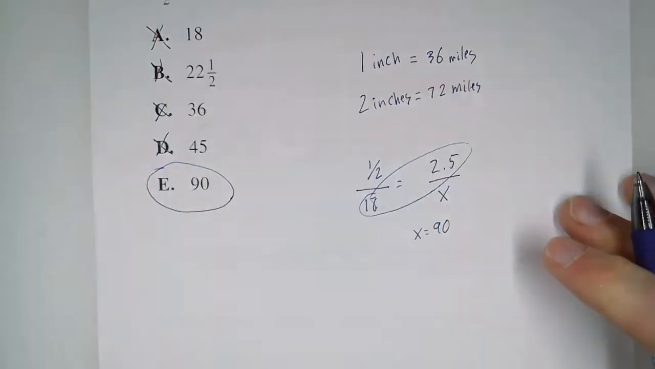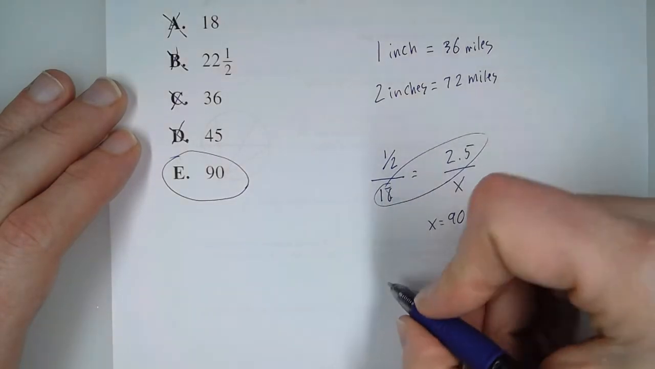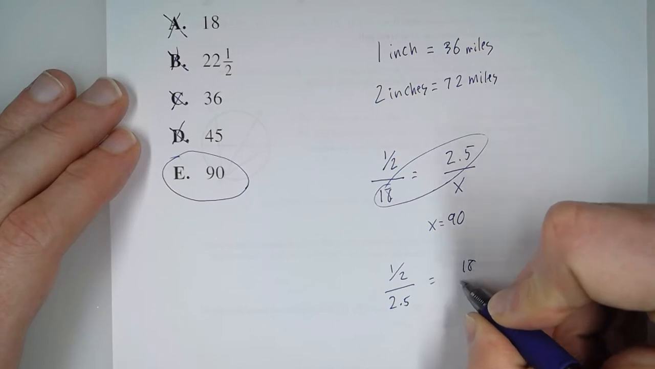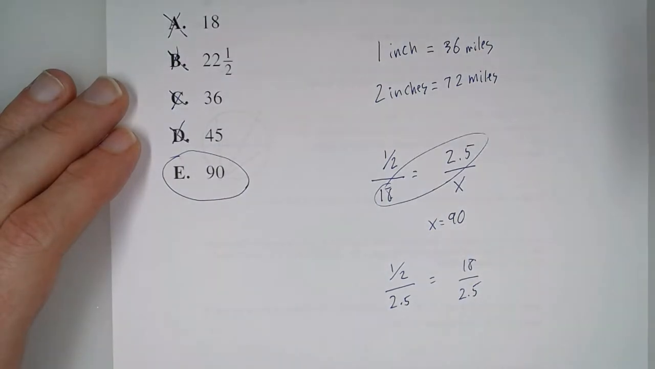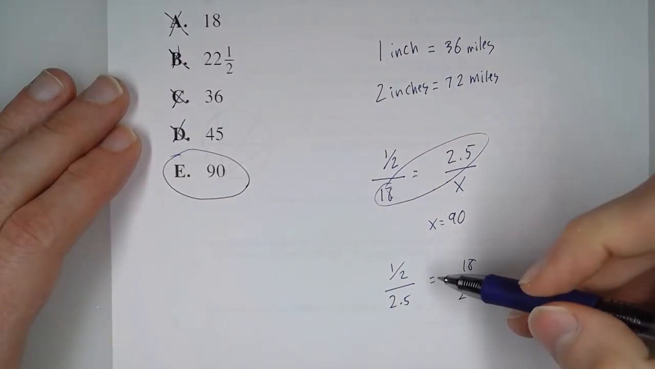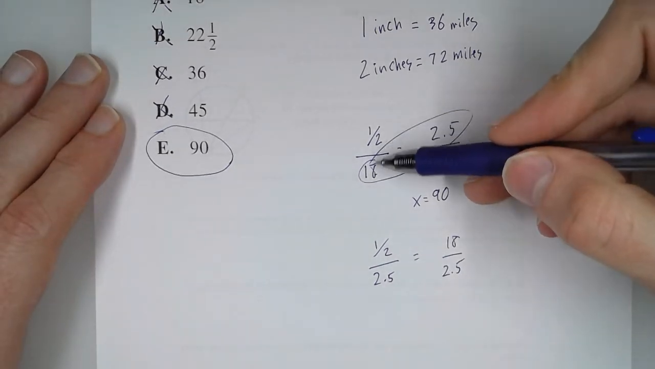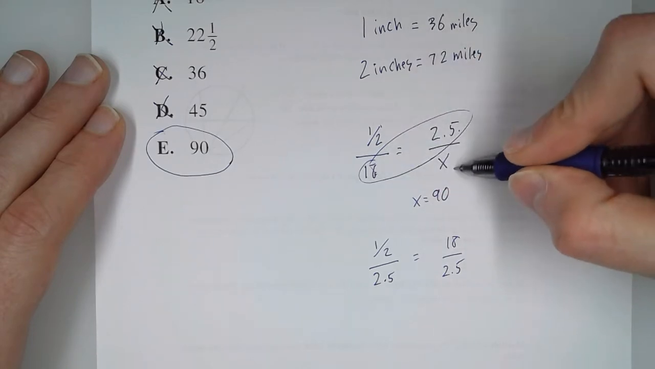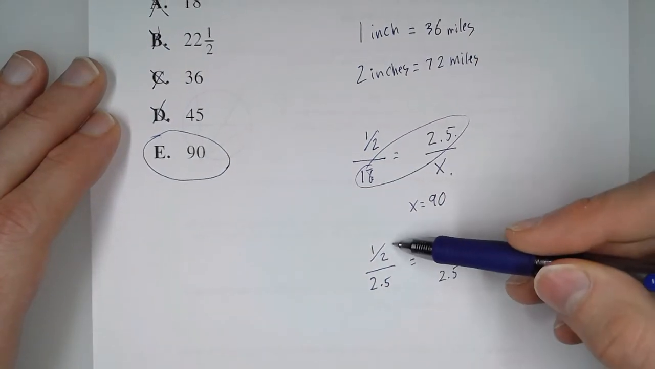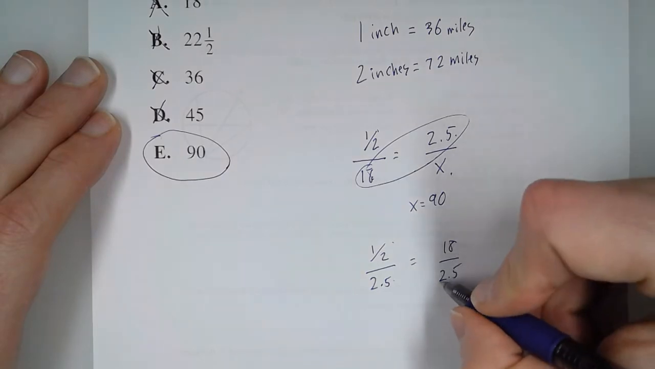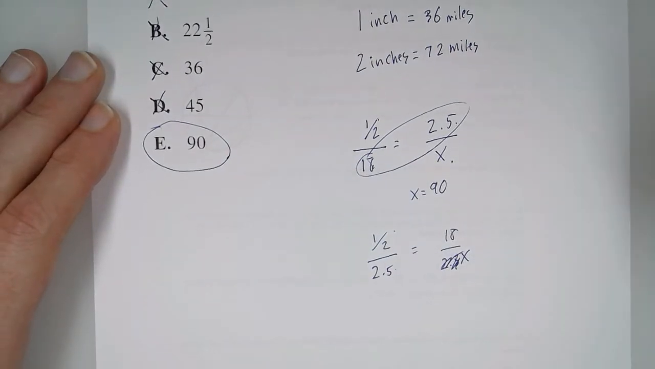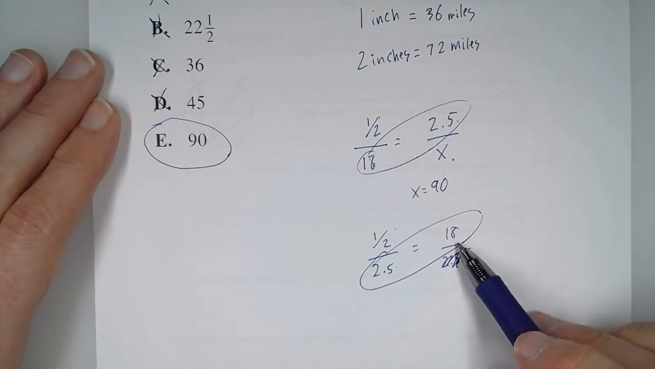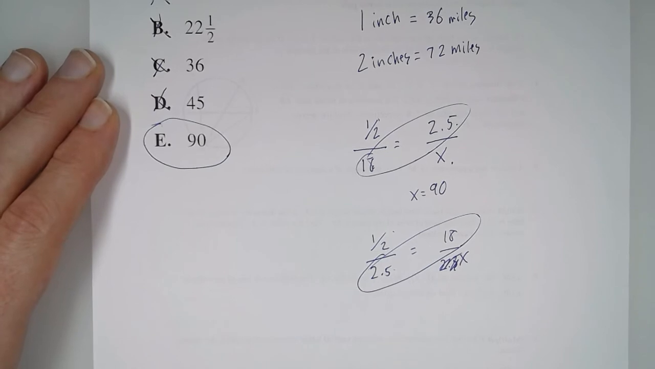Now you could set it up this way, or you could set it up this way: 1/2 over 2.5 equals 18 over x. And really what you're doing when you set this up is you're just comparing one thing to another. So here you're comparing the map distance to the actual, map to actual. Here we're comparing map to map, actual to actual. But if you look at it, I'm circling the same two numbers, 2.5 and 18. So the proportion would end up being solved the same way.